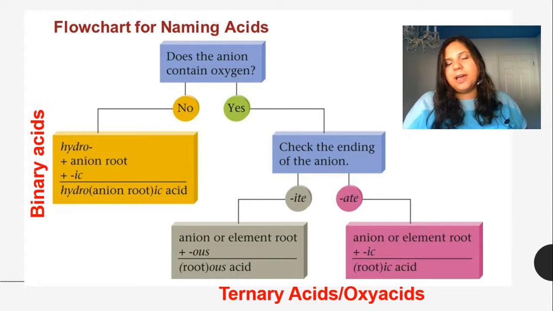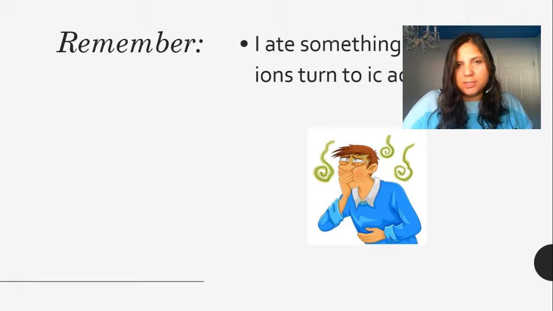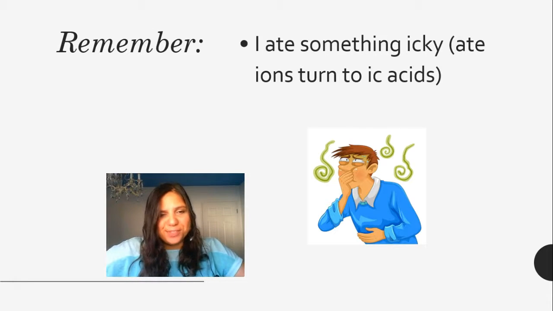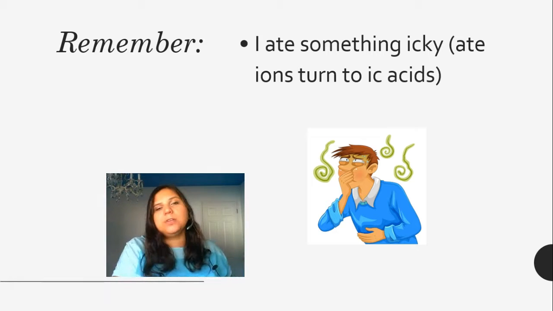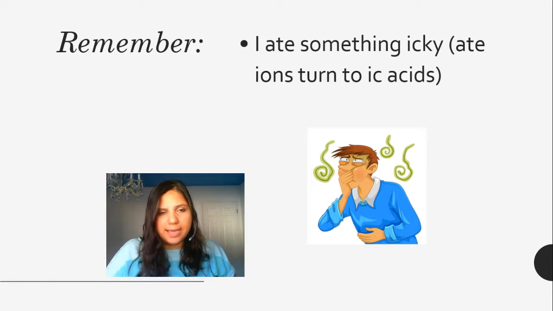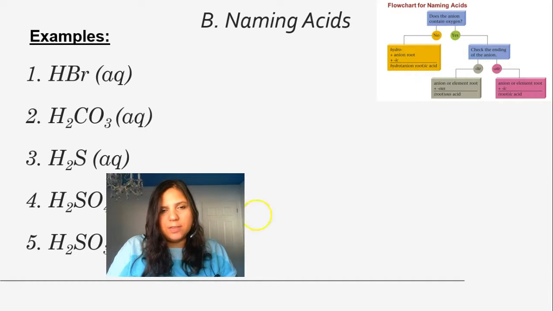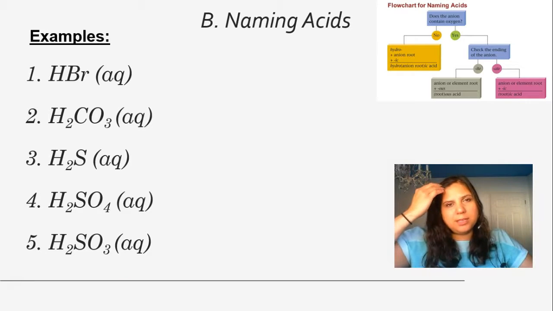Then if you have a name ending that ends in "ate", we'll change those ate ions into ic, and then add acid. Something that helps me remember ic acids versus ous acids is a little mnemonic: I ate something icky. So ate and ic go together. The ate ions will turn into the ic acids. And then you have to remember the opposite's true for the ite. Those turn into ous. So we're going to do some examples using this flowchart. Make sure you write down the examples and then we'll go through them.